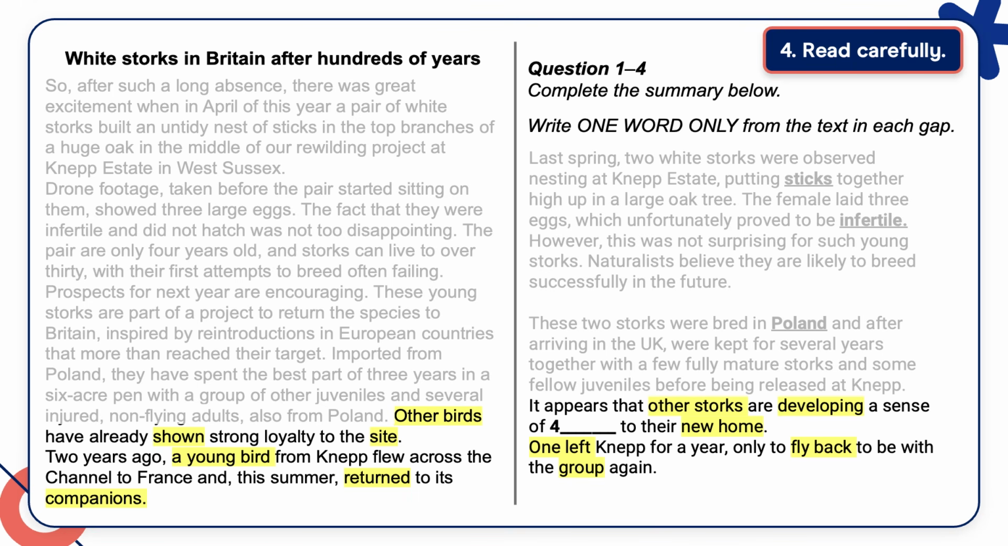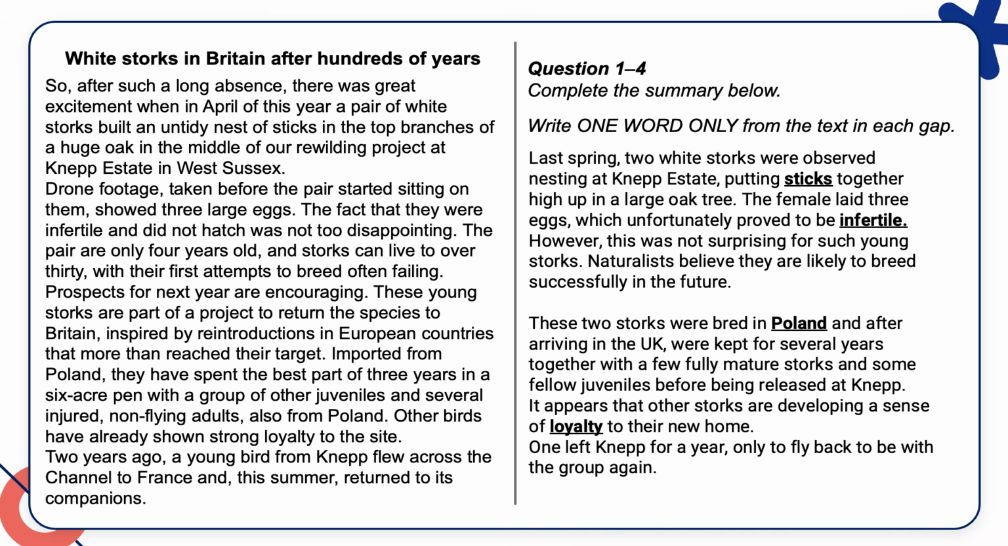In the text, it mentions strong loyalty, but we can only use one word, so loyalty seems like the correct option. Here's the complete summary with the correct answers from the text. And that's it. You just successfully did a summary completion task in IELTS Reading by using E2's method and strategies. How well can you remember the 5-step method? Let's quickly recap it now.